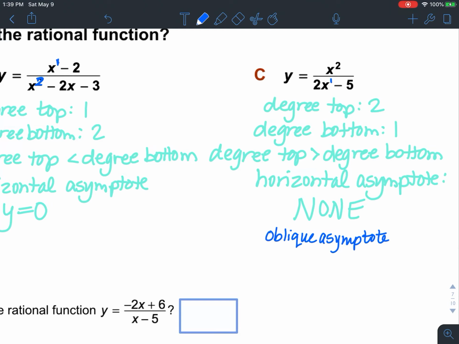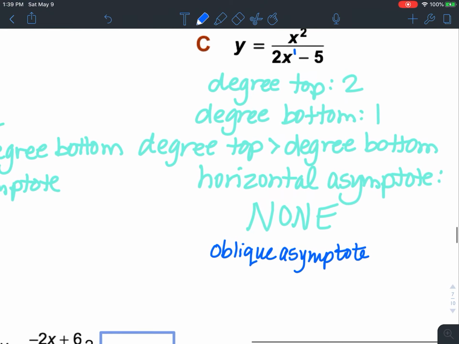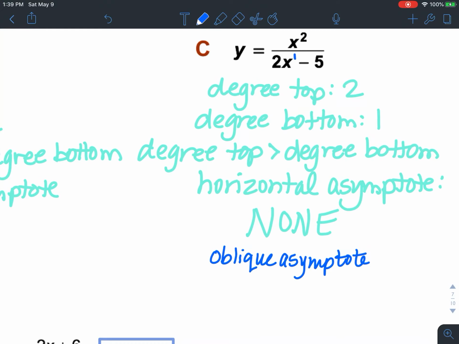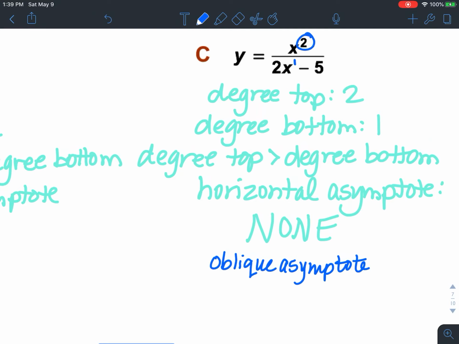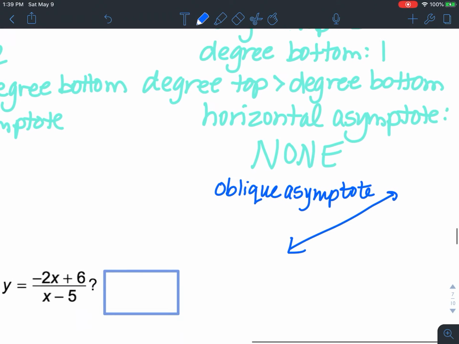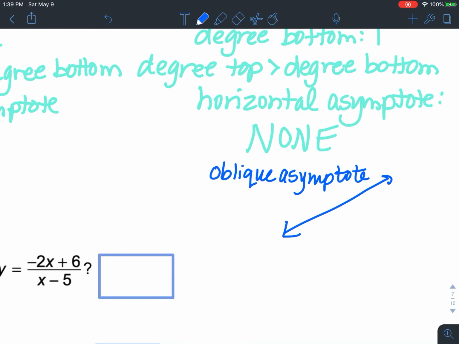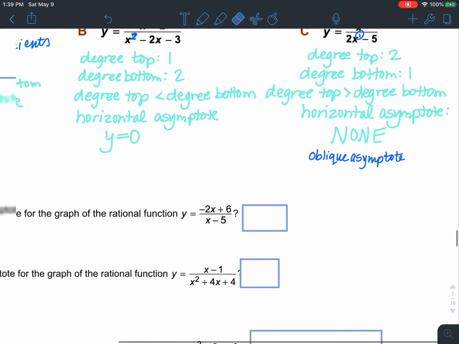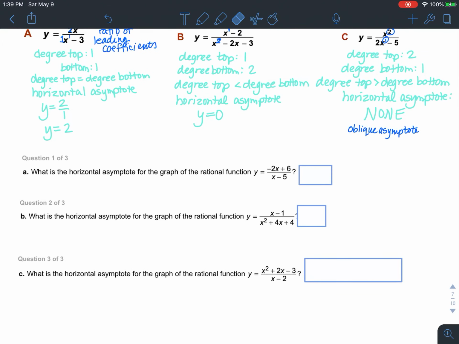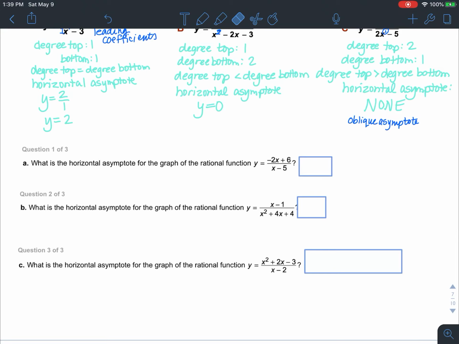I'm not sure if you learn those in honors pre-calc or not. I know we don't do them in regular pre-calc, but I haven't taught honors pre-calc, so I don't know if you learn them. But oblique basically means not straight, kind of. If the degree of the top is greater than the degree of the bottom by 1, then there's a slanted line asymptote. So something like that instead of vertical, or, well, I guess instead of horizontal. Okay, so why don't you pause and try these 3 and get back to me and see if you're right.